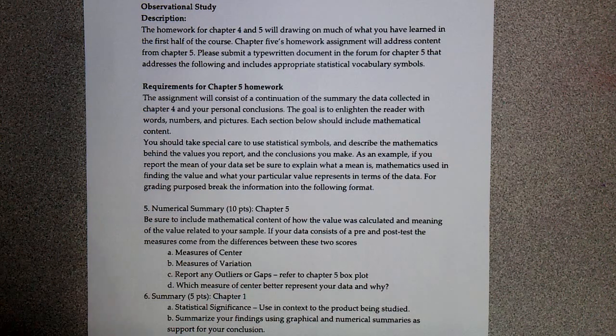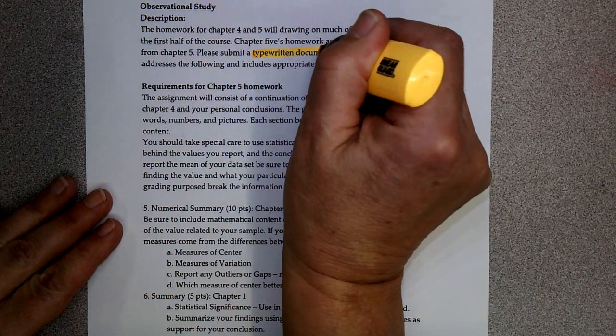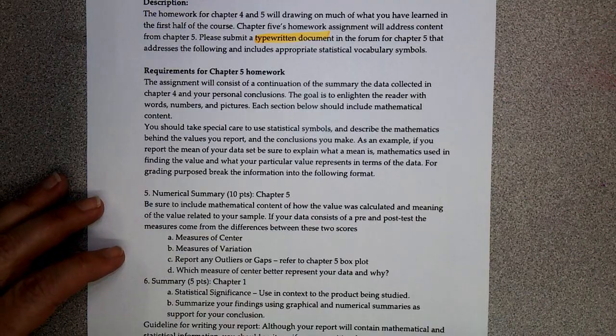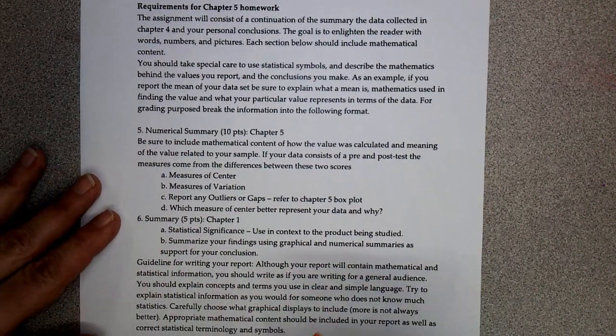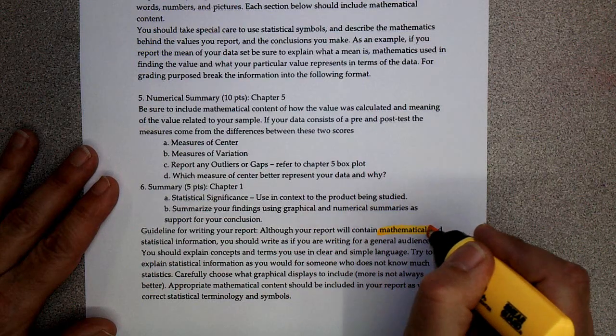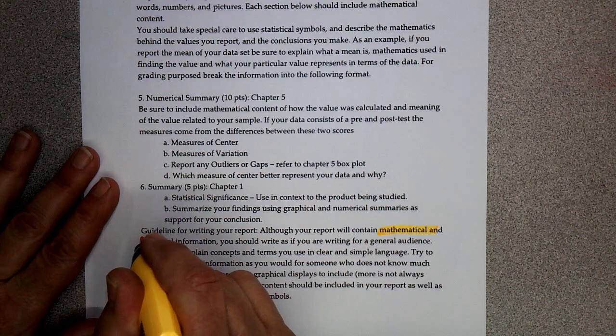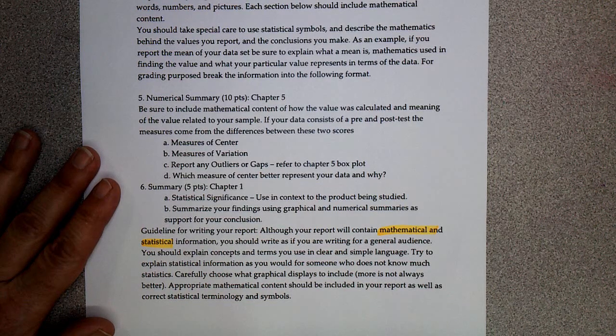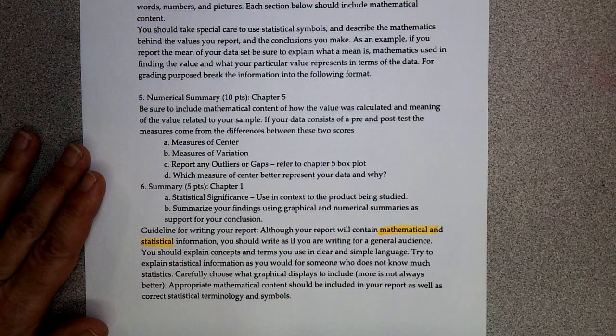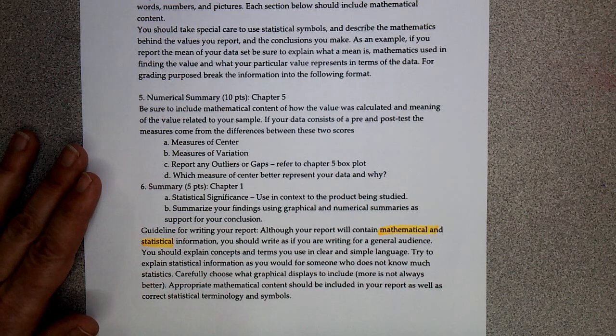In Chapter 5, you're going to make a Google Docs. You want to make sure that you know how to type in the symbols, because the statistical symbols are very important. You need to make sure not only do you include the math content, like what does the mean represent, what does the median represent, but also the mathematical and statistical information, and that means using the appropriate symbols. So if you are using the sample mean, you're not using mu, you're using x bar. So make sure you're able to find those symbols when you're creating this document.